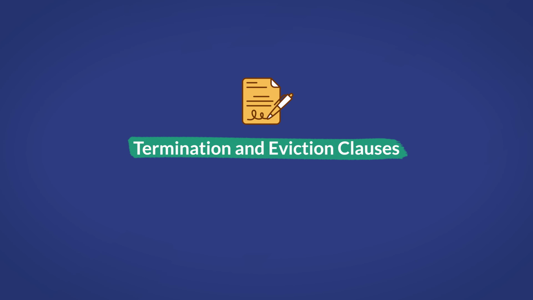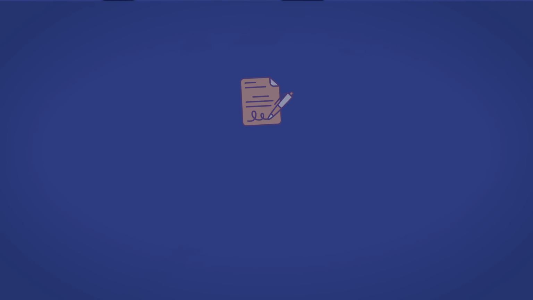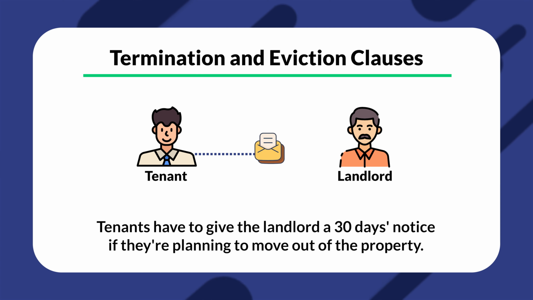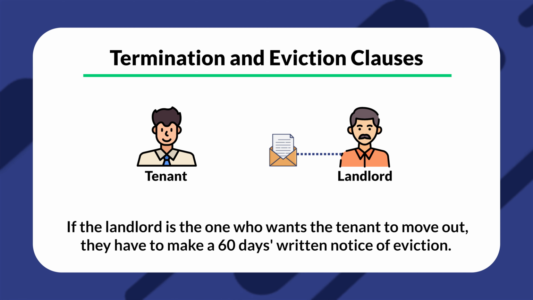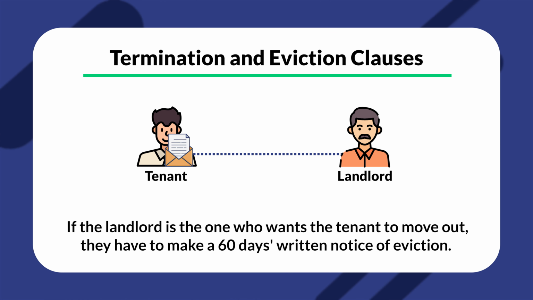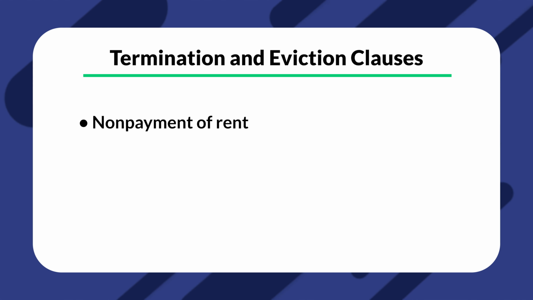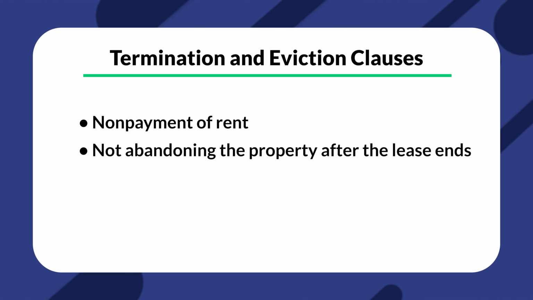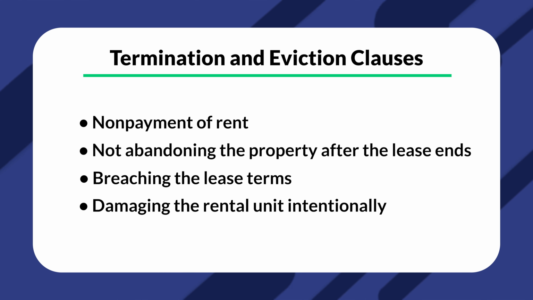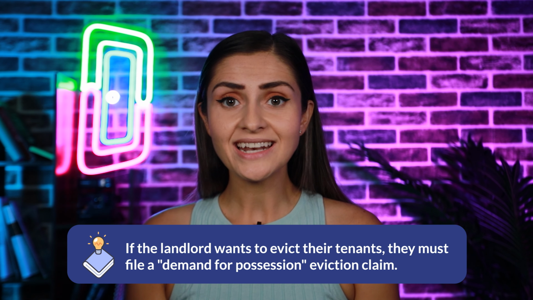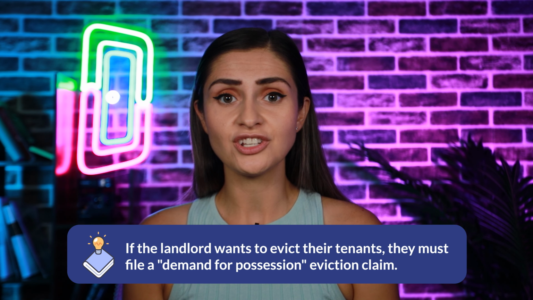Termination and eviction clauses. Georgia tenants have to give the landlord a 30 days notice if they are planning to move out of the property. However, if the landlord is the one who wants the tenant to move out, they have to make a 60 days written notice of eviction. Landlords in Georgia can file a notice of eviction for their tenant from their rental unit if the following conditions are met: non-payment of rent, not abandoning the property after the lease ends, breaching the lease terms, and damaging the rental unit intentionally. If the landlord wants to evict their tenants, they must file a demand for possession eviction claim.